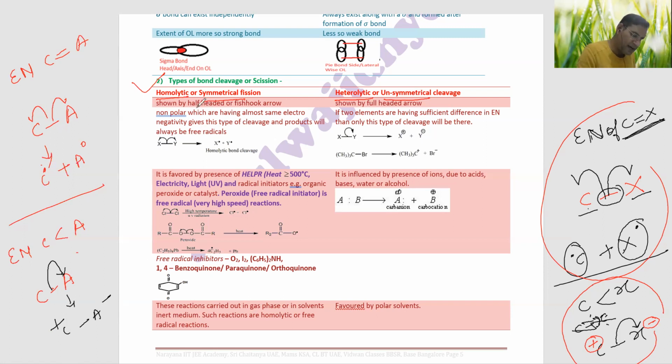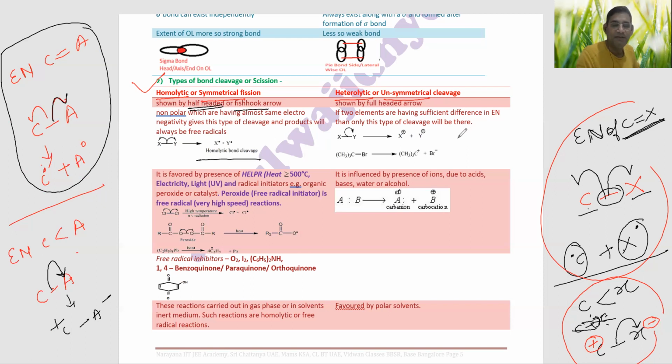In this homolytic cleavage, see how I have written a half-headed or fish-hooked arrow, and this is a full-headed arrow. Now see, this is non-polar. Electronegativity is the same, meaning non-polar. Non-polar bonds with almost the same electronegativity give this type of cleavage and the products will always be free radicals. And here it is polar, with sufficient difference in electronegativity between the two elements in that compound, and because of that, unequal distribution of electrons takes place. Heterolytic cleavage of the bond takes place. Since Y is more electronegative, the electronegativity of Y is greater than X. That's why X will become plus and Y will become minus charged.